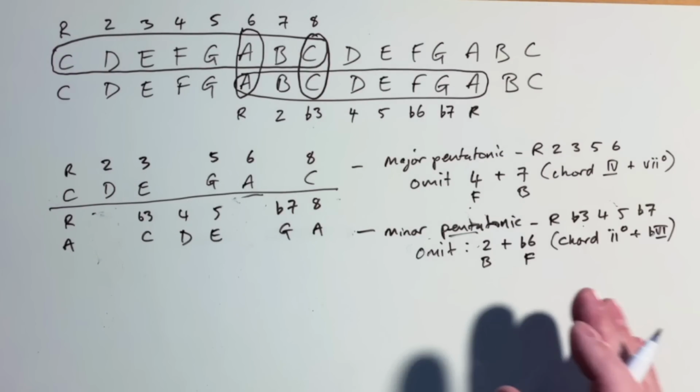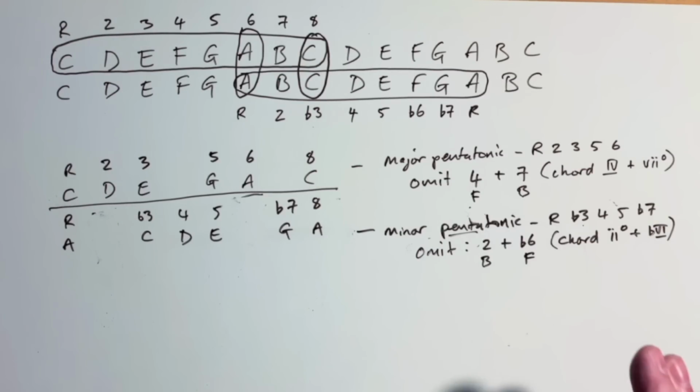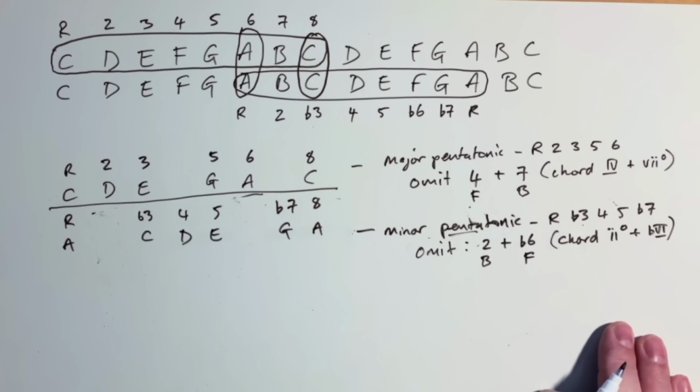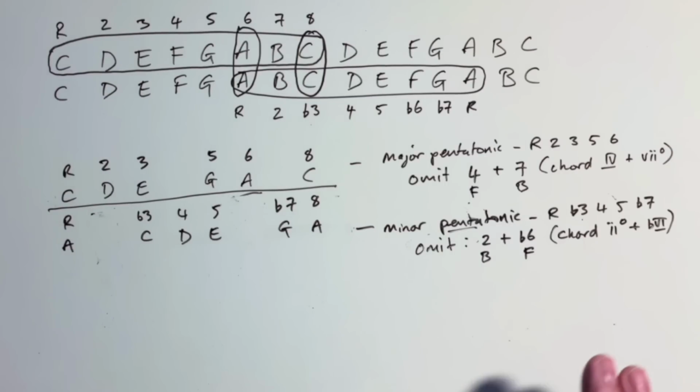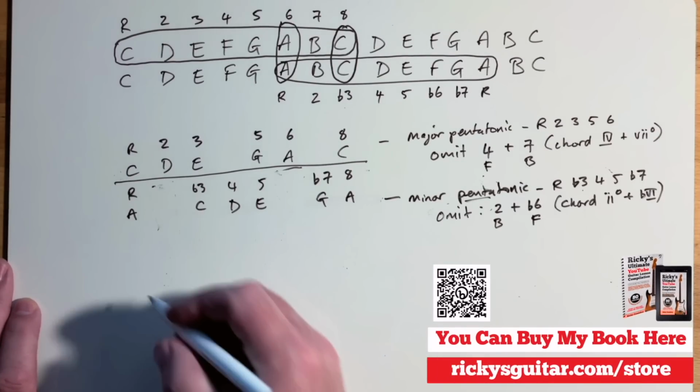Well, here's the thing, guys. It means that all 5 of your box patterns in the CAGED box patterns are basically major and minor pentatonics at the same time. Yeah, you only need to memorize those 5 shapes once. You don't need to rememorize them for major pentatonics and minor pentatonics. You only need to memorize them once. So let's look at one of the boxes.